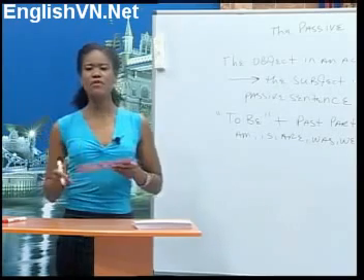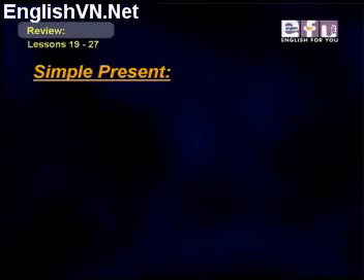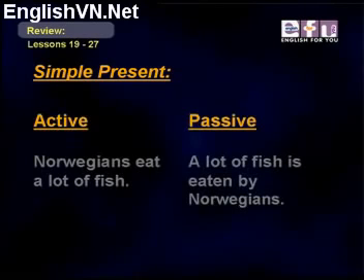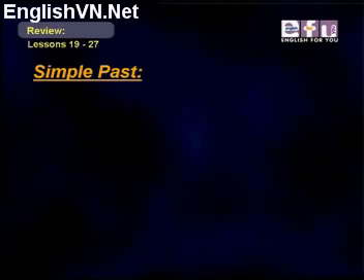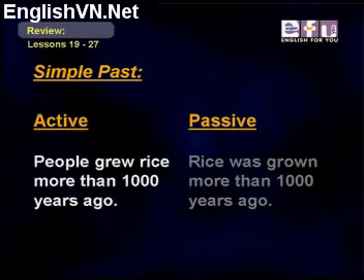Okay. Please follow along on your screen. Simple present, the active sentence. For example, Norwegians eat a lot of fish. Passive sentence, a lot of fish is eaten by Norwegians. Okay, next example, simple past, active. People grew rice more than 1,000 years ago. Passive sentence, rice was grown more than 1,000 years ago.